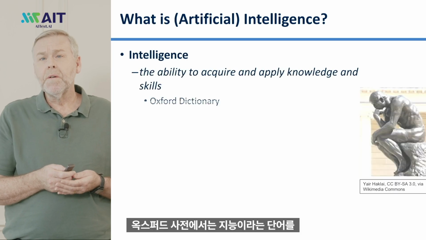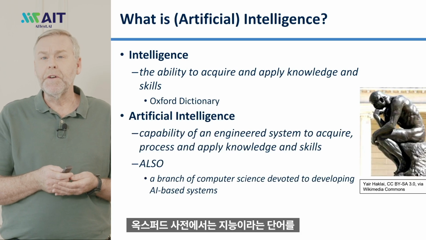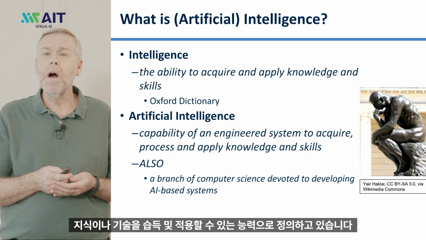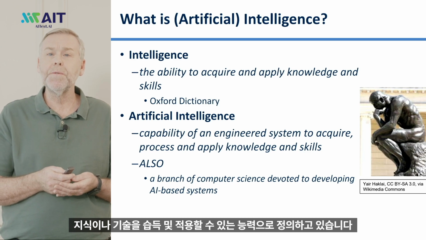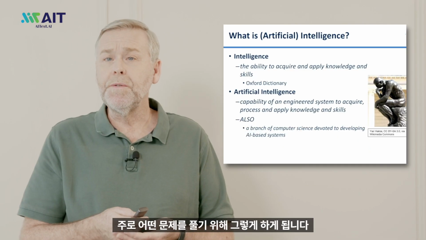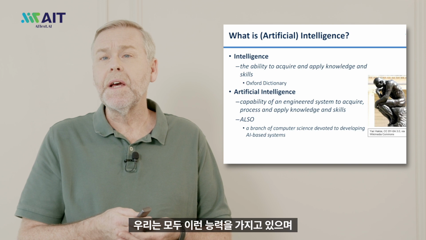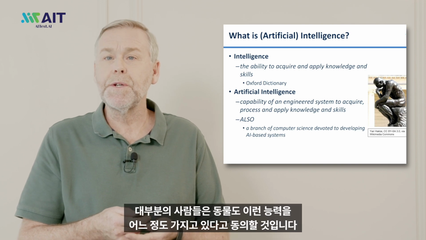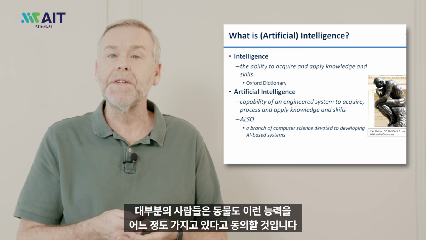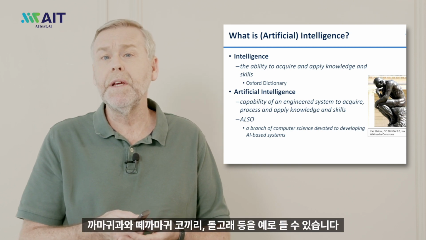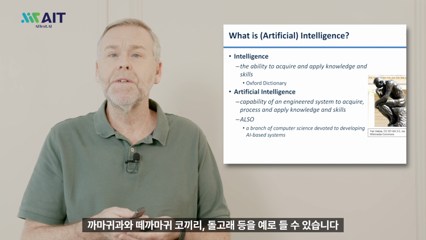On this slide, we can see from the Oxford Dictionary definition that intelligence is about the ability to acquire and apply knowledge and skills. We normally do this to solve problems. We all have this ability, and most people would agree that animals also have this to different extents. For instance, rooks from the corvid bird family, elephants and dolphins.